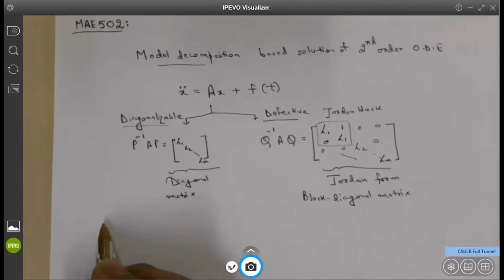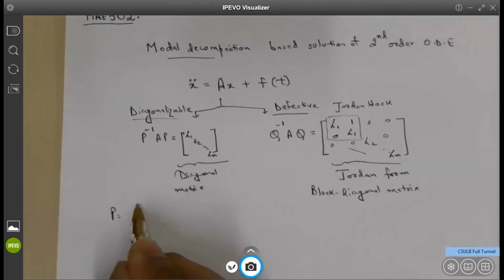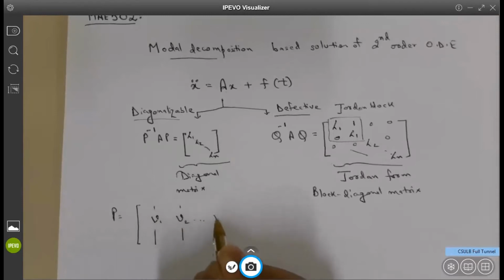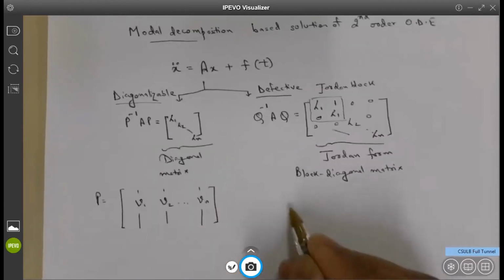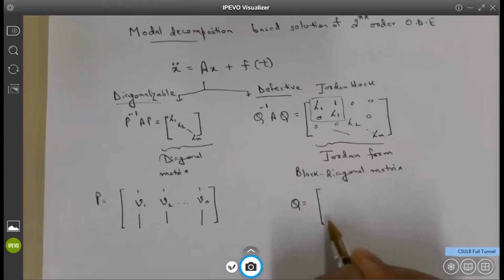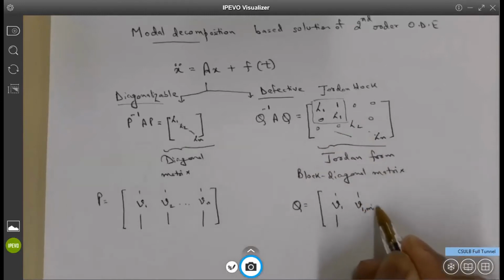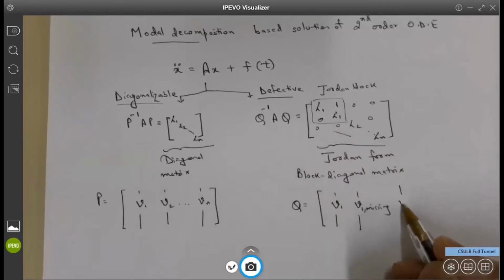where the matrix P is basically obtained by finding the eigenvectors corresponding to each independent eigenvalue and arranging them in a column format. Similarly, Q matrix is obtained by arranging the eigenvectors. So let's say lambda 1 is repeated. So we have got V1 missing from this. And then we have V2.